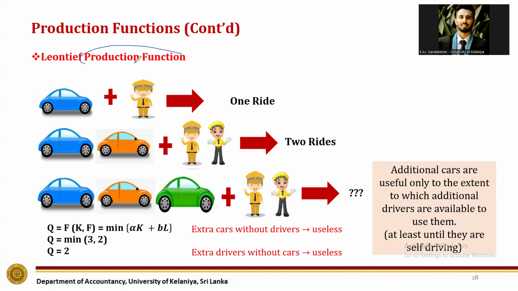The production function we have, which one? Which kind of inputs we have? Anyone, please talk.